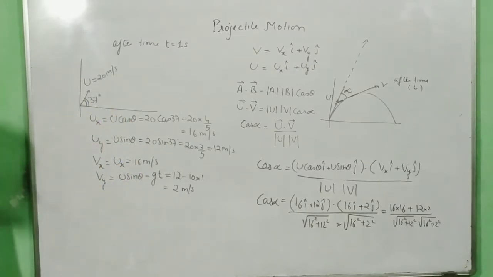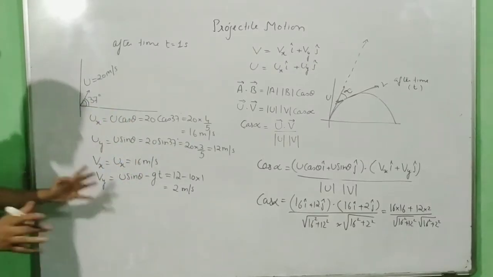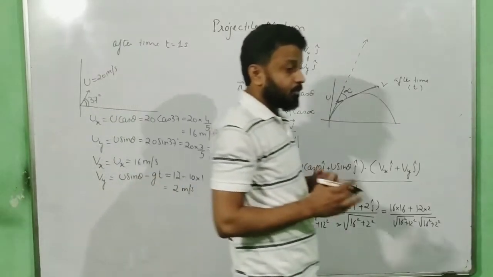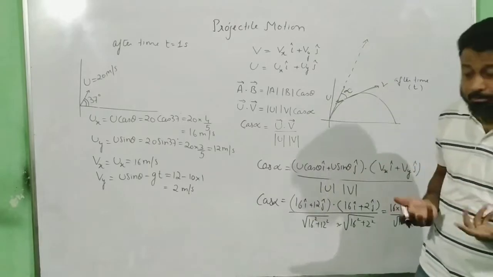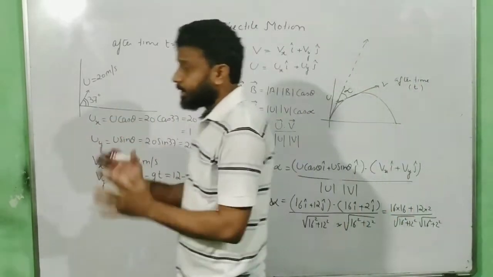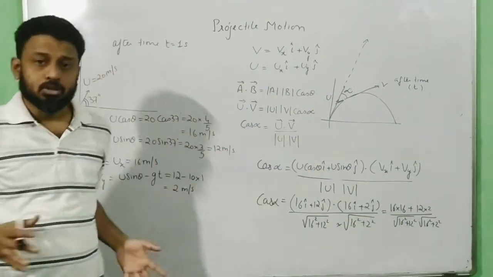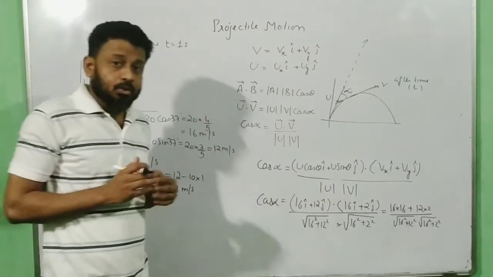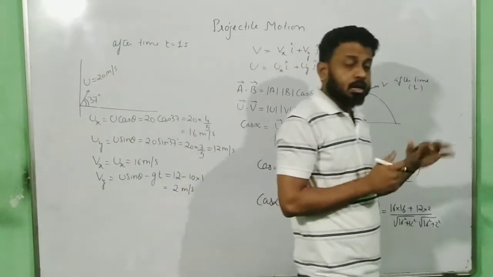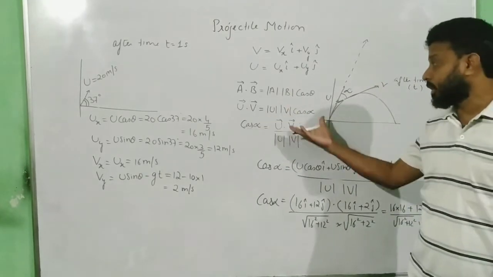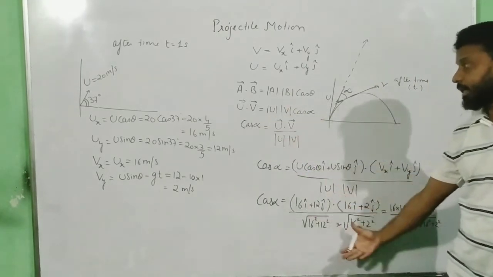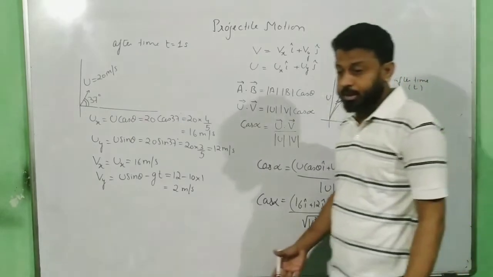So to sum up, whenever they ask you to find the angle between two velocity vectors after some time, you find the initial velocity and then the final velocity. Write the initial velocity in terms of i cap and j cap, and write the final velocity in terms of i cap and j cap, and then take a dot product and use this formula to get the angle between the two vectors.